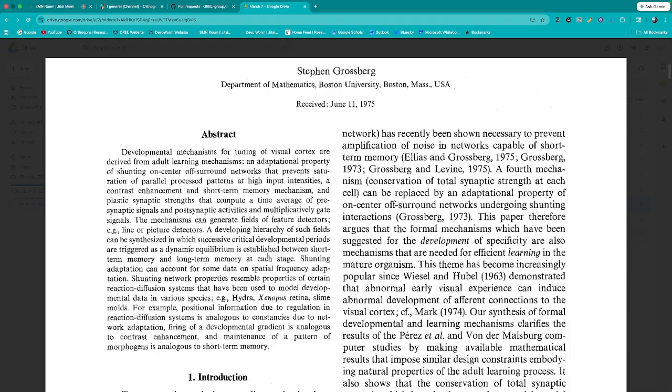Then shunting adaptation can account for some data on spatial frequency adaptation. Shunting network properties resemble properties of certain reaction-diffusion systems that have been used to model developmental data in various species, such as Hydra, Xenopus retina, slime molds, and others. So this is where they're looking at reaction-diffusion systems in development, looking at how those operate through the dynamics, and they're using it to model developmental data in these different systems.